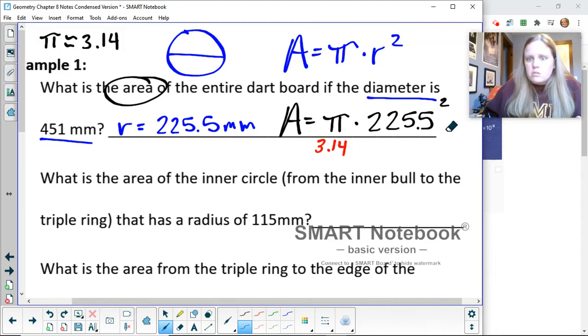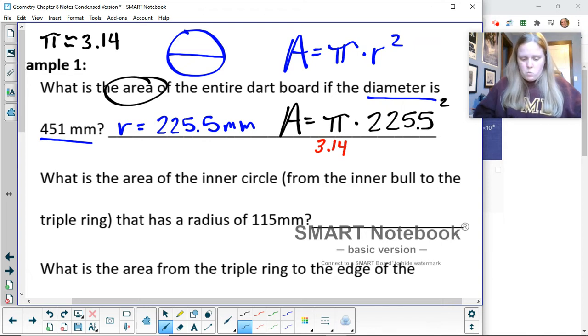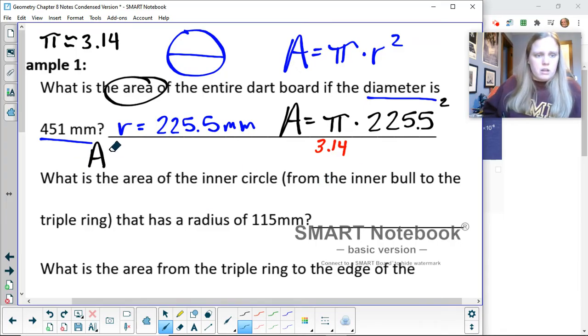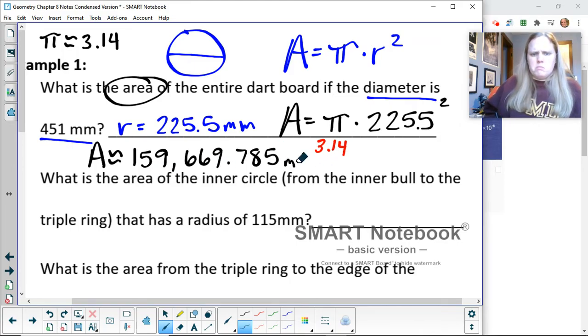There we go. I don't know why it still shows me eraser. Okay, 225.5 squared. Holy bananas. Okay, so I get an area of approximately 159,669.785. Wow. Okay, but this is millimeters.